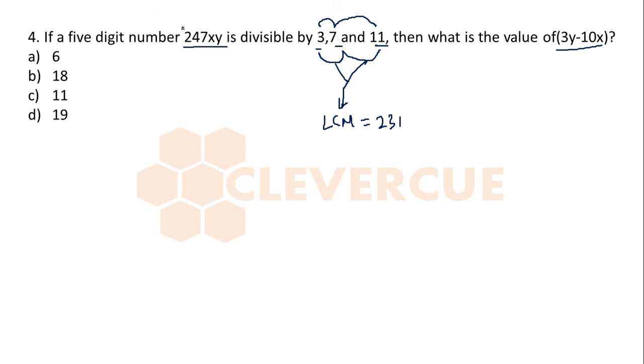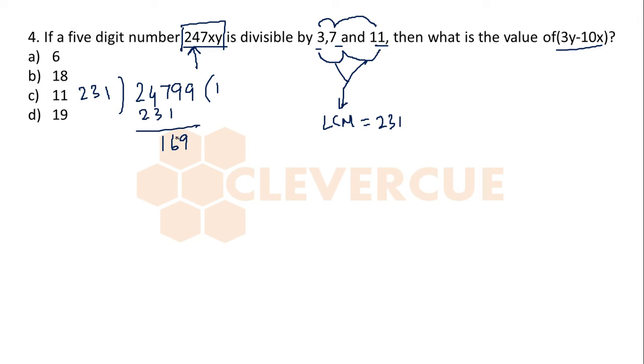Now let us consider this number. Here this is a 5-digit number. Take the highest possible 5-digit number with this. That means it will be 24799. Now let us divide this with the number 231, which is the LCM of 3, 7 and 11. Now let us divide this. 231 once is 231 and the remainder is 16, and now here you are left with 169.